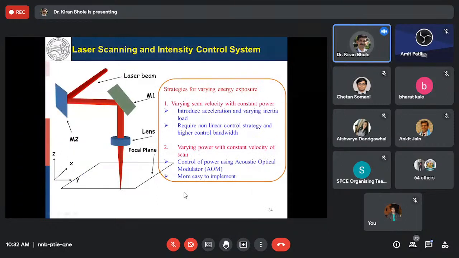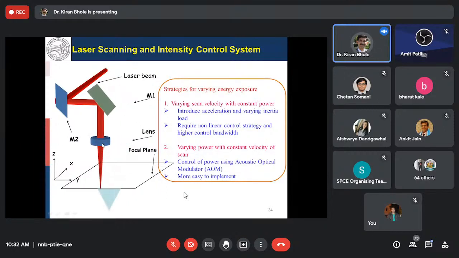So what is the strategy? The on-axis strategy is used here. We are having the mirrors M1 and M2 and the focusing lens. M1 moves along with the lens, but while moving, the energy exposure is varied, and because of that, we are going to get the varying depth structure.